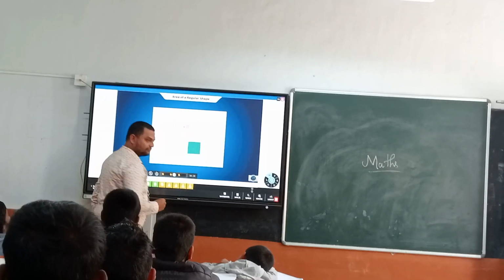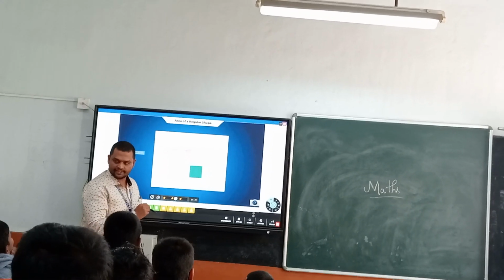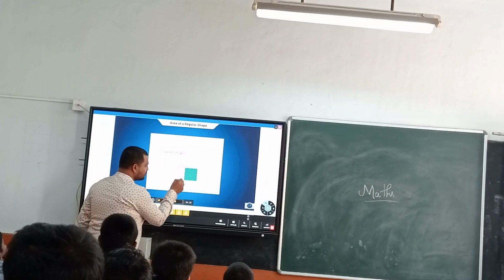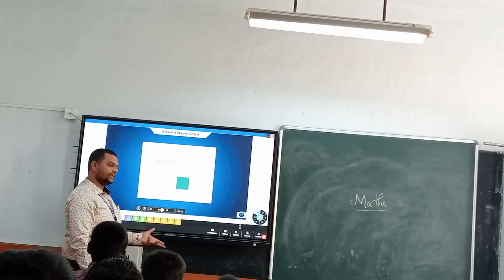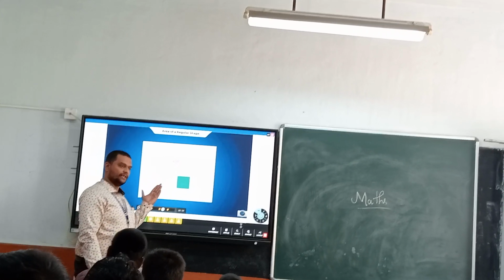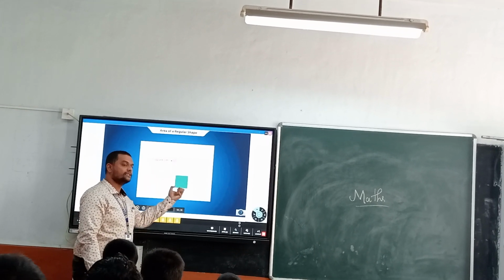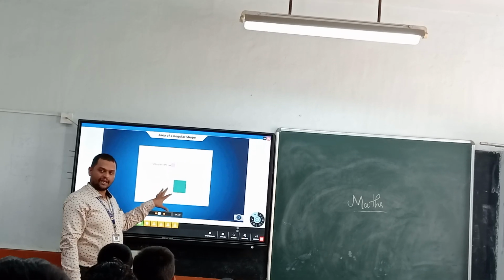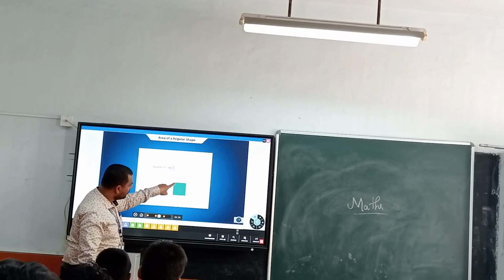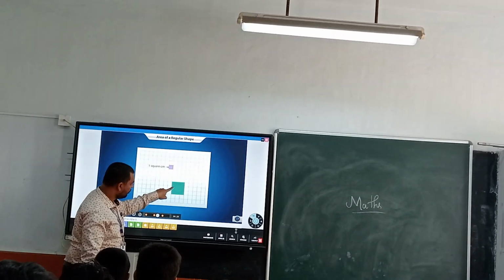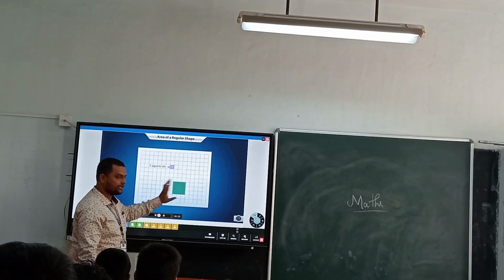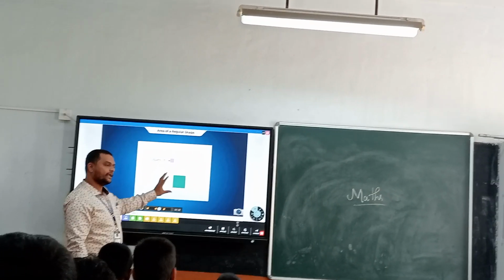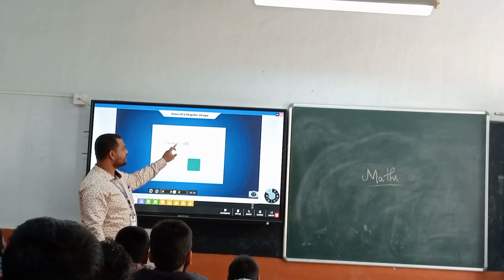1, 2, 3. Length is 3 grids occupied. And breadth also occupied how many grids? 3. So length is 3, breadth also 3. And like that, how many squares is it occupied? That is the area. How many squares, observe? 1, 2, 3, 4, 5, 6, 7, 8, 9. So this area is 9 square centimeters.